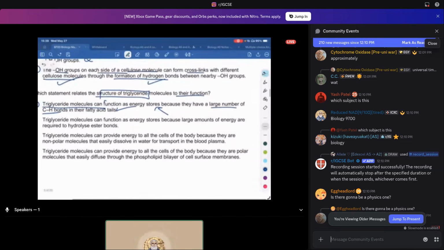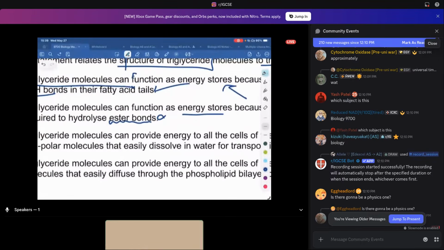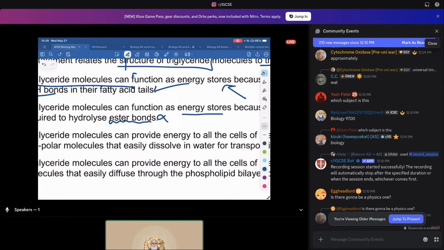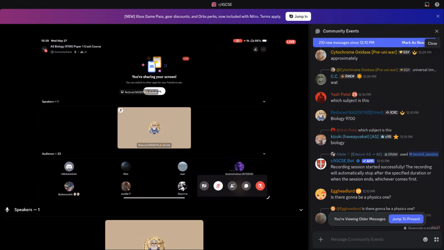We're going to still read the other options. They can function as energy stores because large amounts of energy are required to hydrolyze the ester bonds. No. And if they are energy stores, do we need energy to break them down, or does hydrolyzing them or breaking them down release energy? Releases energy.